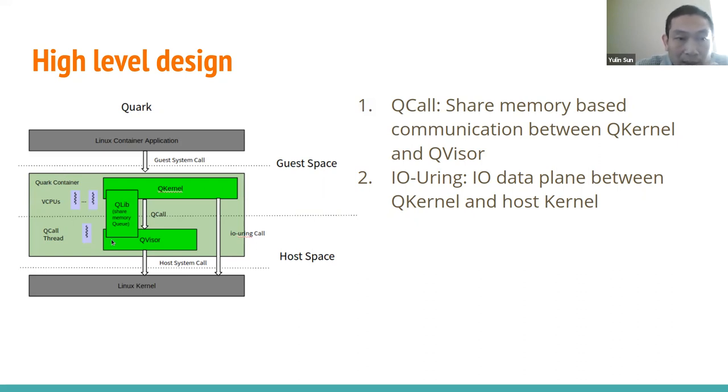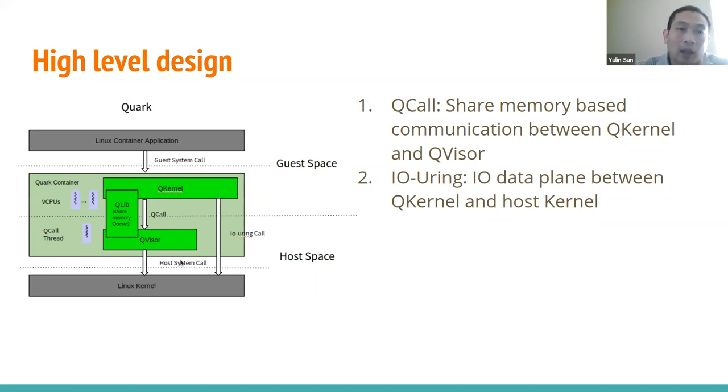This QCall thread uses the shared memory queue to talk with the QKernel, waiting for the message sent from the QKernel. And when it gets the message from the queue, it processes it, uses the Linux kernel system call to handle the request, and then returns the result to the QKernel.